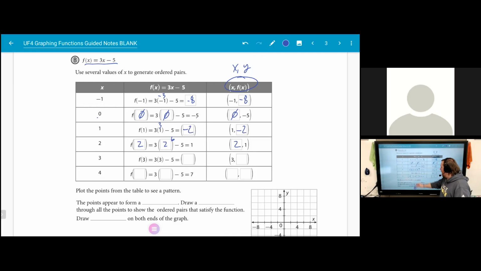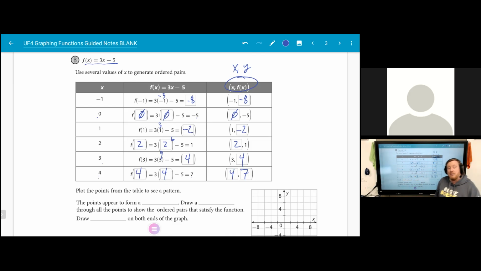The value of the function when x is 3: 3 times 3 is 9. 9 minus 5 is 4. So when x was 3, f of 3 was 4. We've got to plug in 4. The value of the function when x is 4: 3 times 4 is 12. 12 minus 5 is 7. So when x is 4, y is 7.